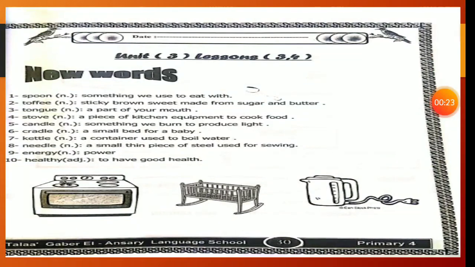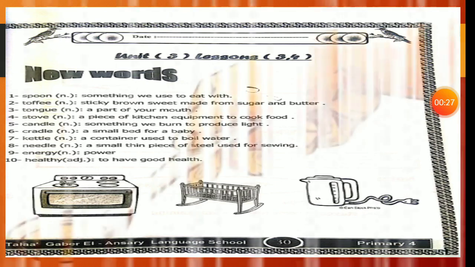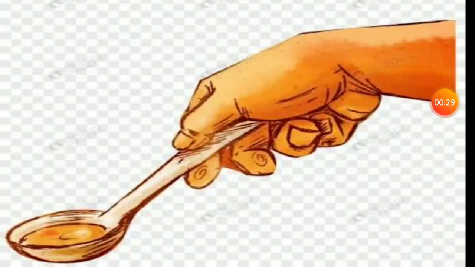Number 1, spoon. S-P-O-O-N. Spoon means something we use to eat with. So, number 1, spoon. Repeat after me, please. Something we use to eat with. This is a spoon. So, when I ask you, what is the meaning of a spoon? Something we use to eat with.